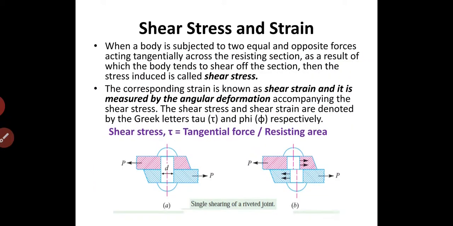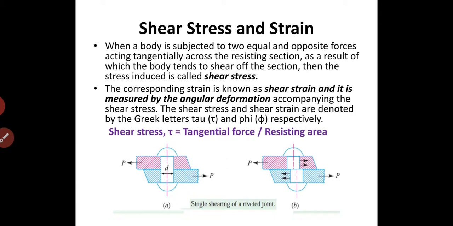Shear stress and strain. When a body is subjected to two equal and opposite forces acting tangentially across the resisting section, as a result of which the body tends to shear off the section, then the stress induced is called shear stress. The corresponding strain is known as shear strain and it is measured by the angular deformation accompanying the shear stress. The shear stress and shear strain are denoted by the Greek letters tau and phi respectively. Shear stress tau is the tangential force upon the resisting area.